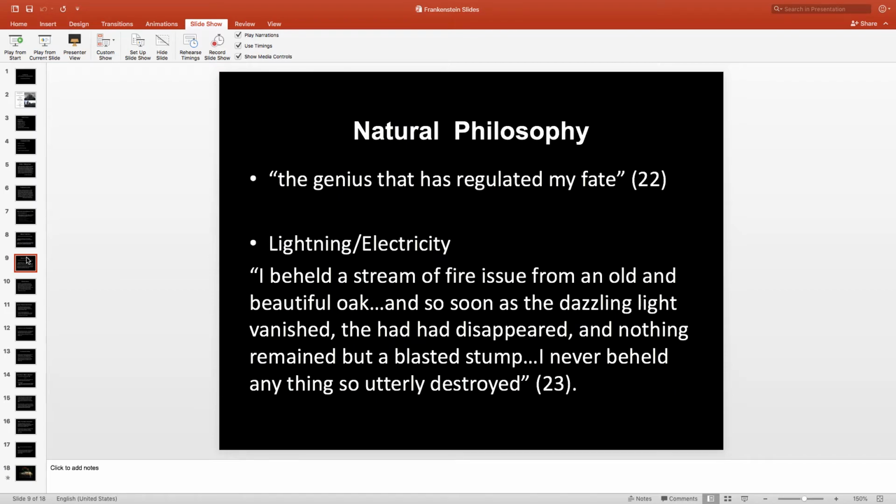The science of natural philosophy is something that interested Mary Shelley quite a bit, and so be paying attention to the language of light and electricity, because this is something that is important in the Romantic period, and that is interesting to Shelley on a number of levels.